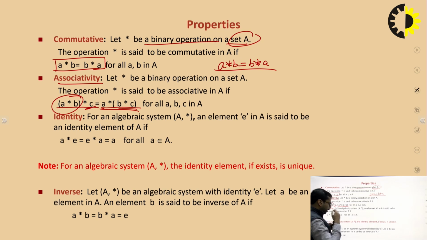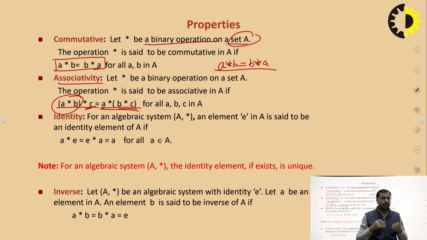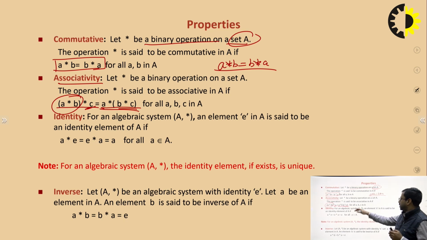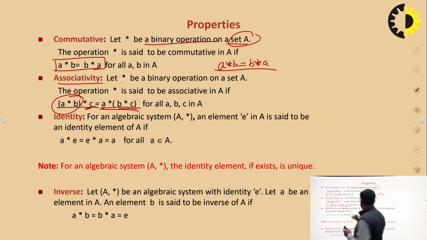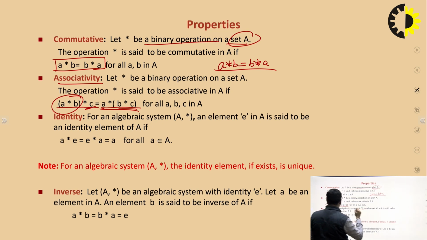The identity element is the element that exists in the non-empty set of the algebraic system, such that for all elements A, A star E equals E star A equals A. That means here E is the identity element, and it is unique for all the elements that exist in the non-empty set in the algebraic system.